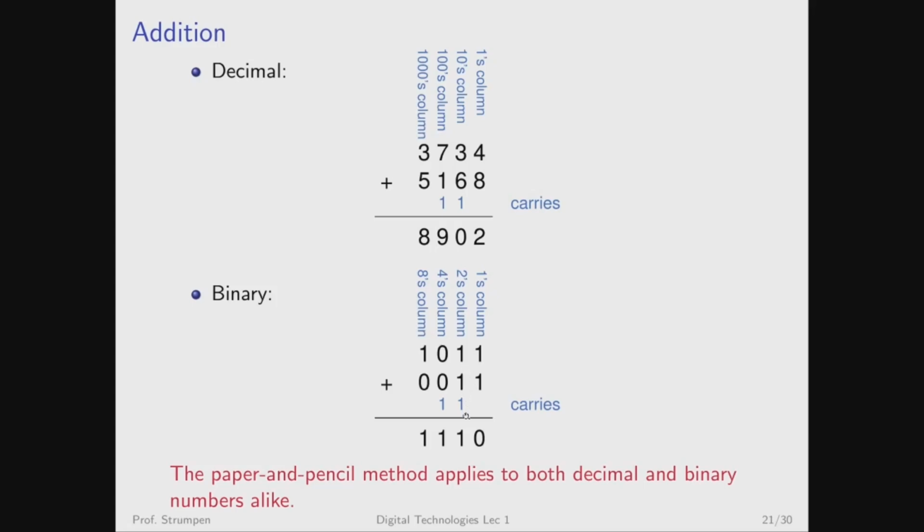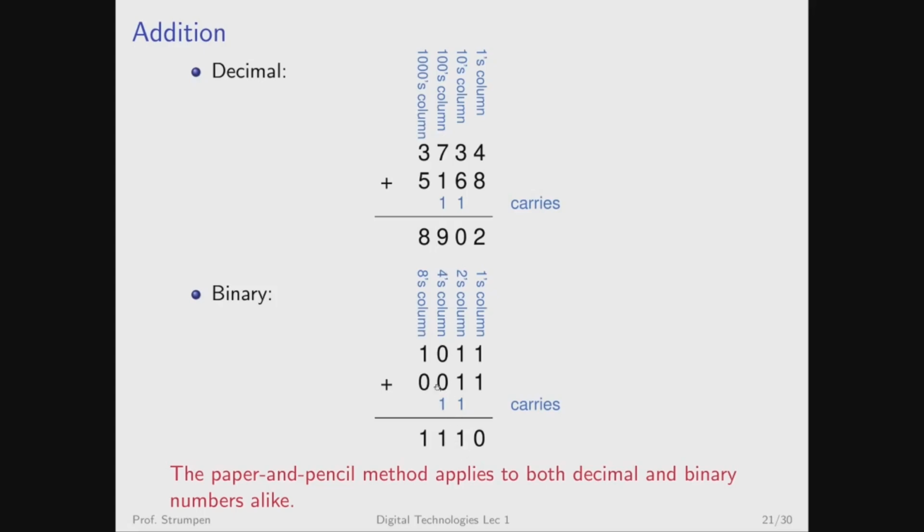If we add the bits in the 2's column, 1 plus 1 plus 1 is 3, right? 3 is not a bit, it's larger than 1. And if you encode 3 as a binary number, it's a 2-bit number, 1, 1. 1 times 2 to the 1 plus 1 times 2 to the 0 is 3. So we have 1 carry that goes now into the 4th column, and 1, 1 that goes into the sum field.